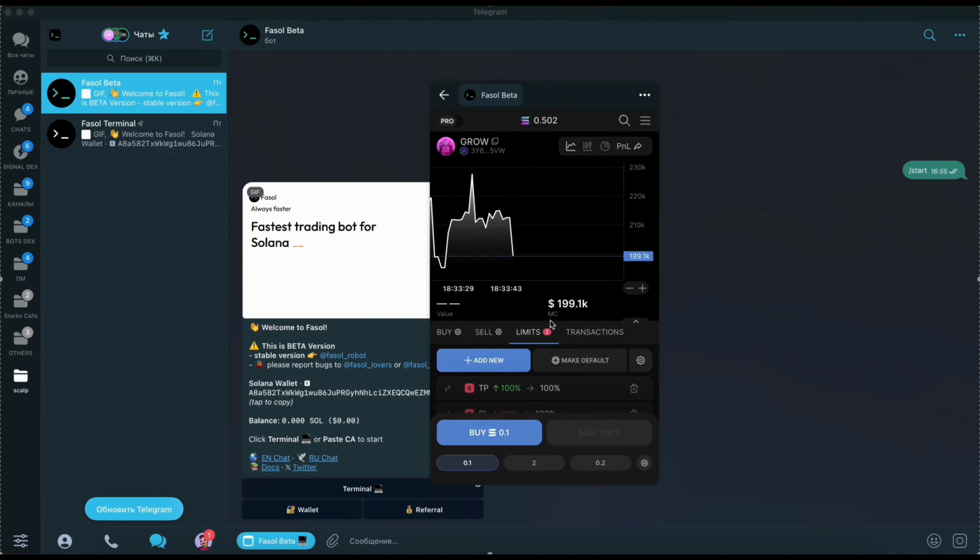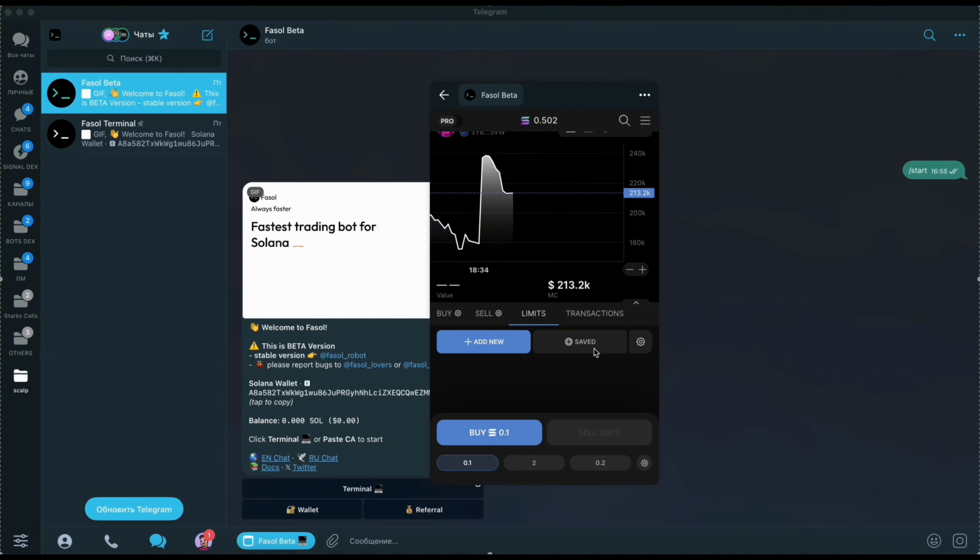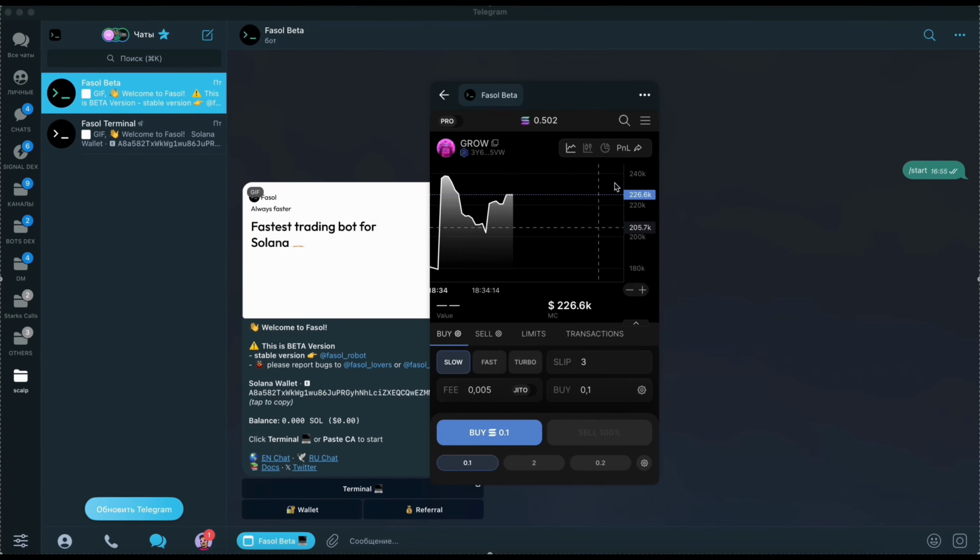If, according to your strategy, you can use the same take and stop values in each token, so as not to constantly enter them when you open the token, you can click Make Default and these settings will automatically work for you in all next tokens. If you want to delete, just delete it and also click Make Default.